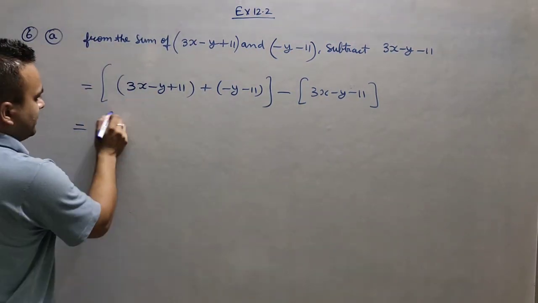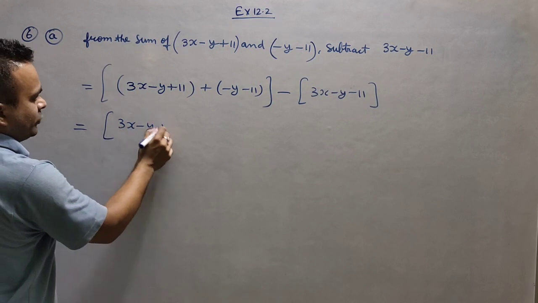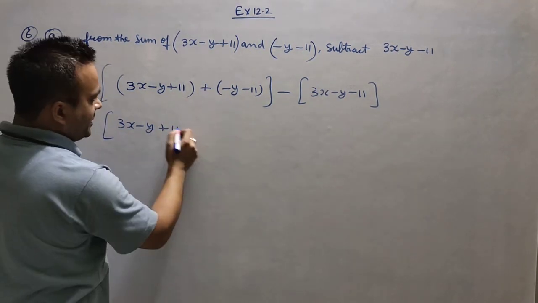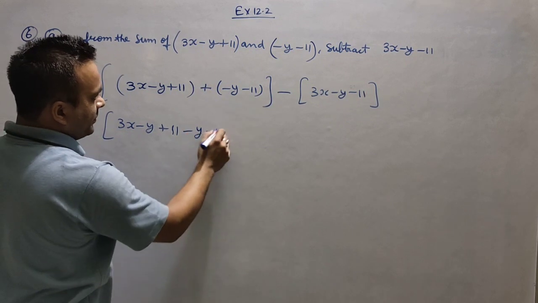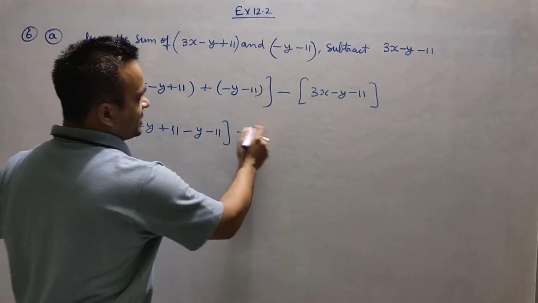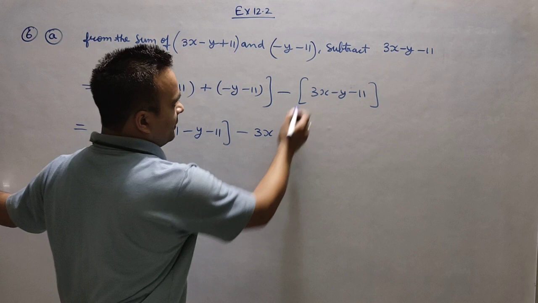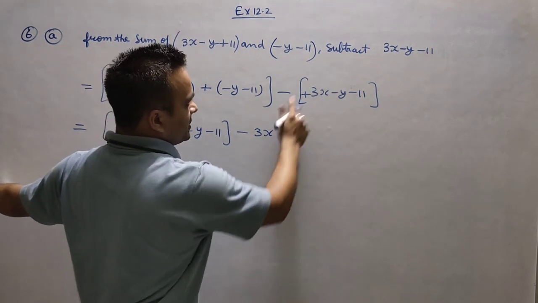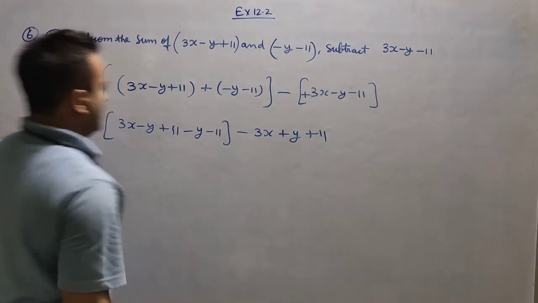You can see that this 3x minus y plus 11 is same. This plus will not change the sign, so it means every term will be same. Now, this minus will change the sign of each term. So we will see that it is plus, it will be here minus. It is minus, it will be plus. It is minus, it will be plus.